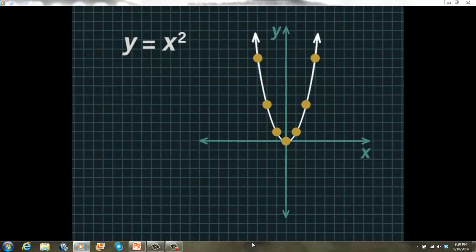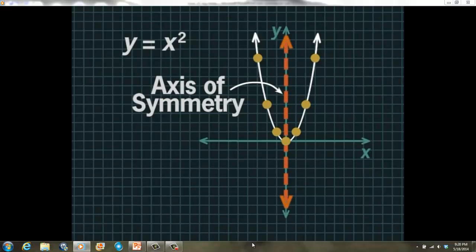I noticed how pretty the parabola was. What do you mean pretty? Well, if you drew a vertical line through the vertex, that line would act like a mirror. One side of the parabola is a mirror image of the other side. Yes, the parabola is symmetrical. And that vertical line through the vertex is called the axis of symmetry.